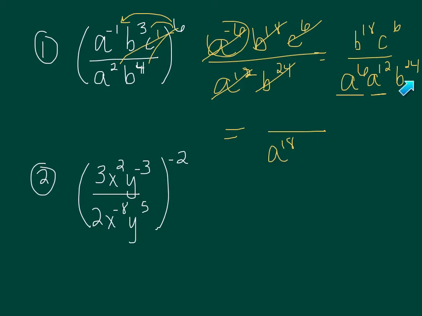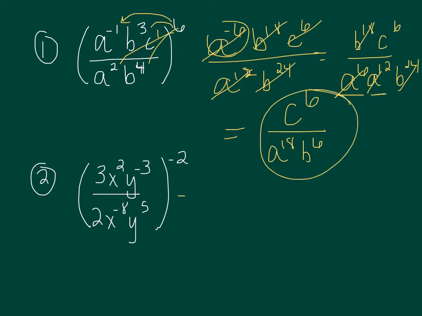So 24 is larger, so I'm going to take 24 minus 18 and I get 6. And 24 is larger, so my 6 B's are going to go in the denominator. And then C to the 6th is left in the numerator. And that's your answer. Okay.